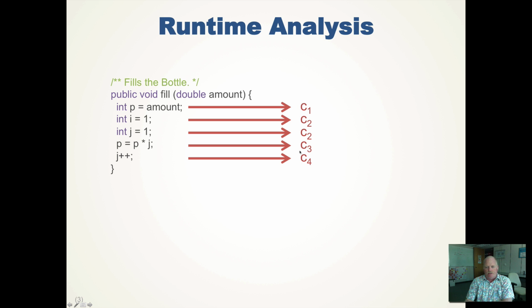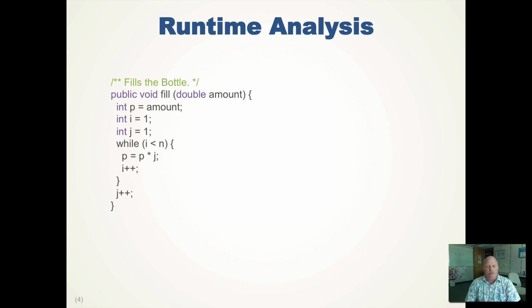So we can just give them these notional constant time measures. So what's the total amount of time for this method? Well, it's C1 plus 2C2 plus C3 plus C4, which, if you boil it down to a function, is constant. You add them all up, it's a constant number, and it doesn't depend on the size of anything. The value of amount doesn't matter. It's going to take a constant amount of time, that many instructions added together.